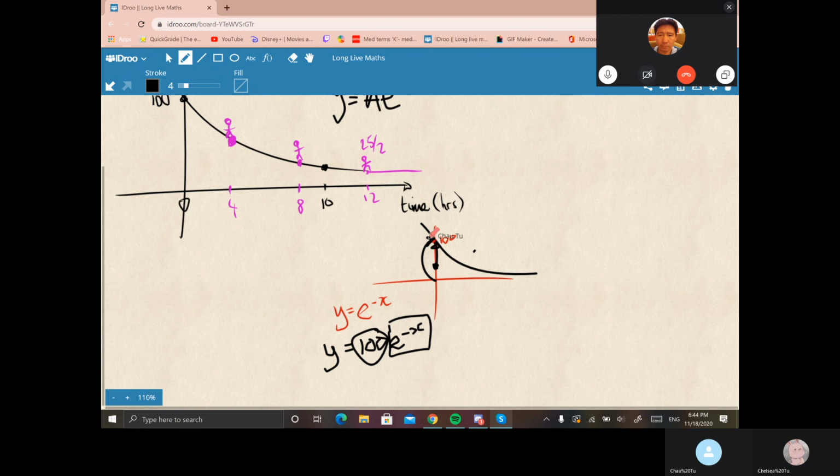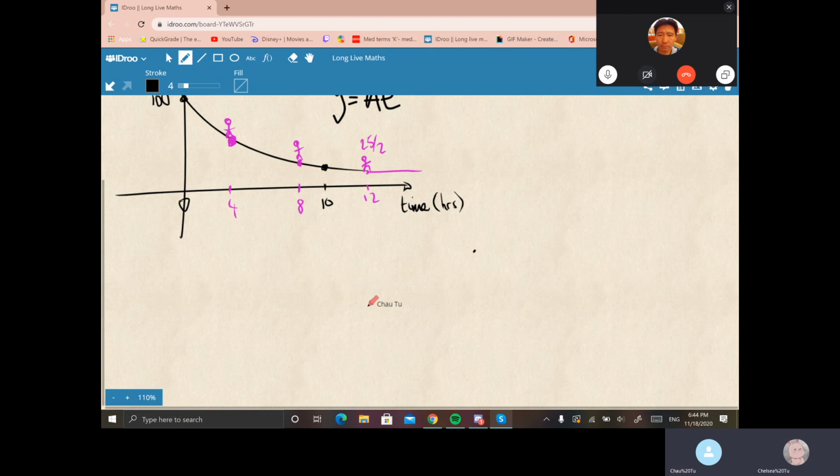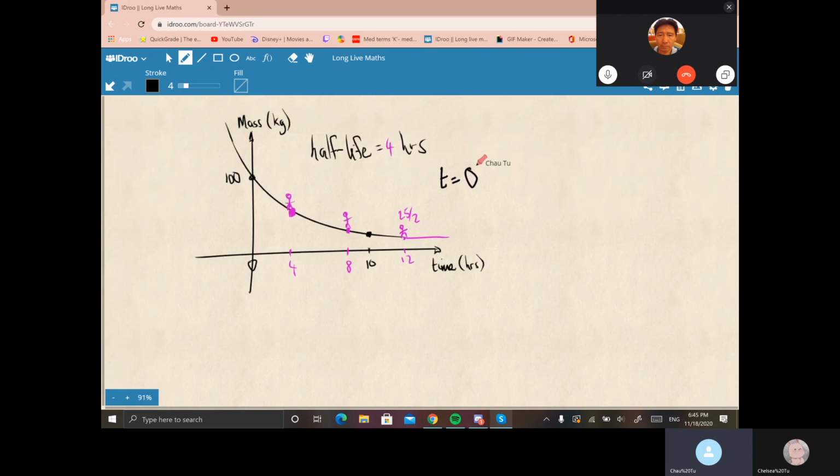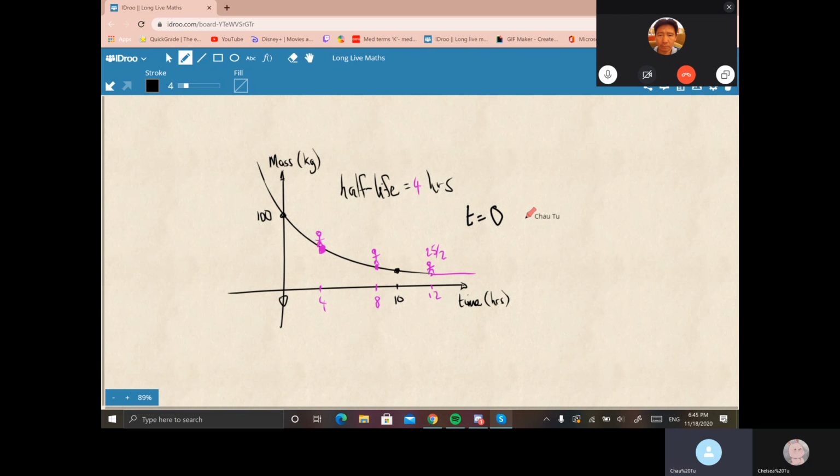Transform it, you mean? Yes. Anyway, Chelsea. If you use t equals 0 and try and force a graph to be 100, then it helps you to find out one variable, right? So when t is 0, you force the graph to be 100.